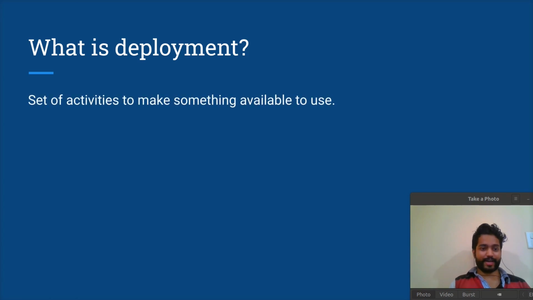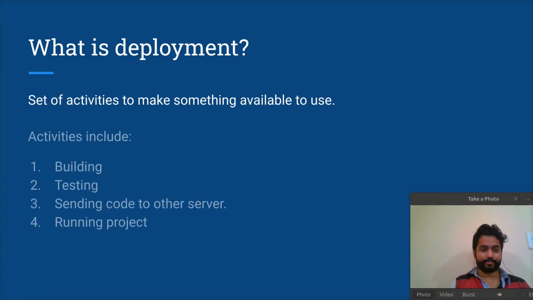Deployment is a set of activities to make something available to use, right? So if we have made a project and we want others to use it, we'll be keeping it on another server and host it from there so others can use it. So what are the set of activities? It is building, testing, sending code to the other server and running the project.